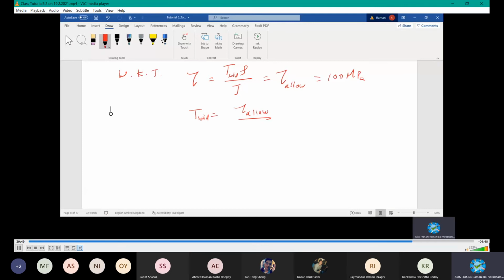Okay, allowable. I just rearrange it in this equation. My T solid will be T allowable. I remove, otherwise you get confused. T allowable, the J will go up. Okay, J will go up. So I end up with rho at the bottom. Correct? Rho will come down if I rearrange it. Can we now find out the value? Get me the value, please.